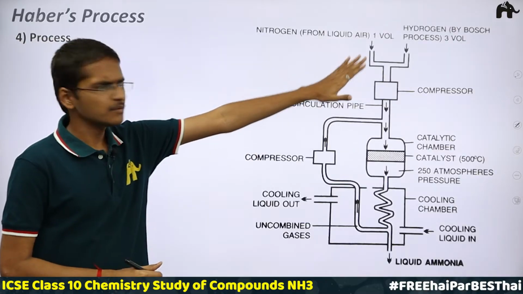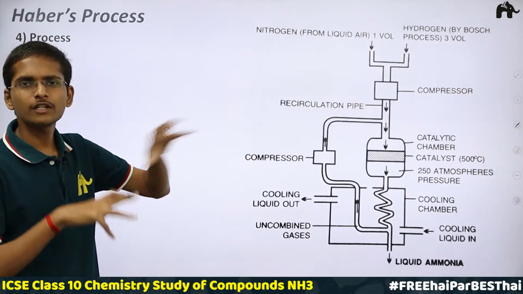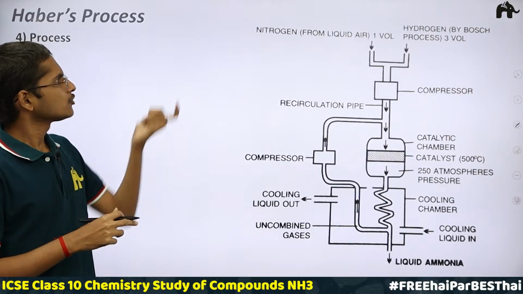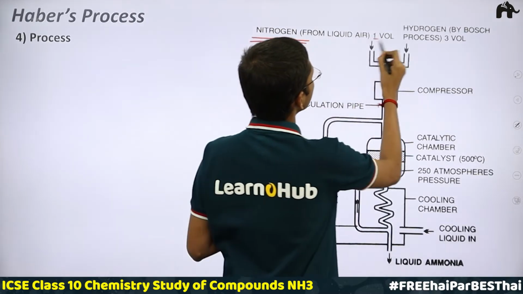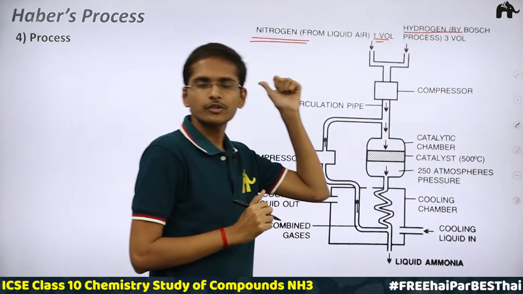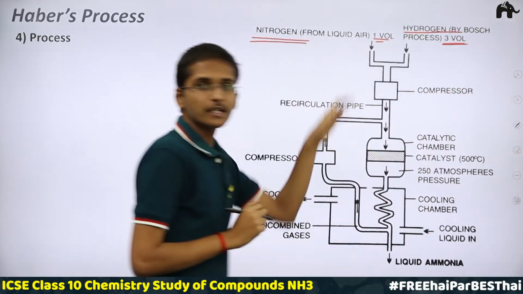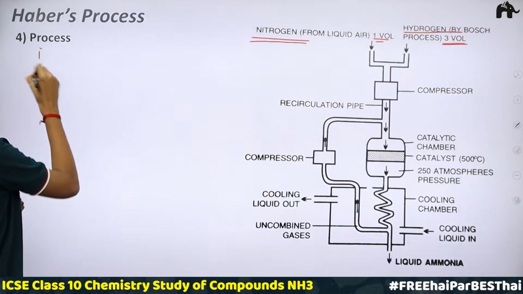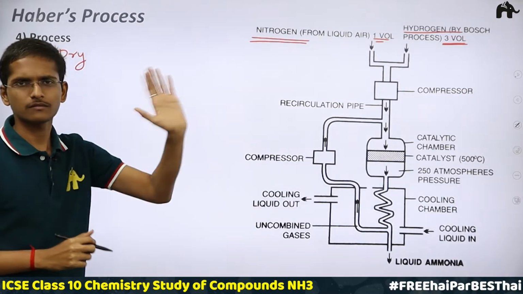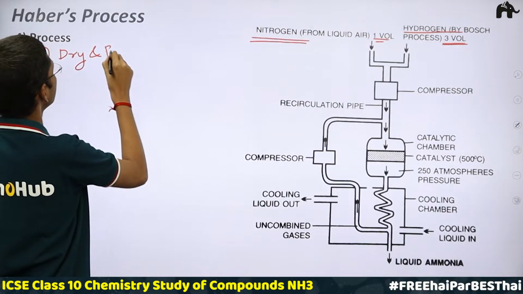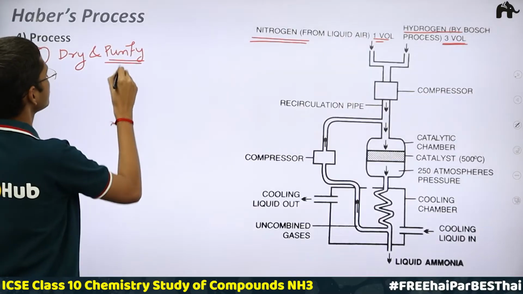So very simple, I am going to use the diagram to make you understand. This diagram itself is very much self-explanatory for understanding the process. So here I'm going to take nitrogen, 1 volume, as we have just seen in the previous slide, and hydrogen, 3 volumes. But the important thing here is, first of all, we are going to use dry nitrogen and dry hydrogen, and we are going to purify them. Here the purification is important.